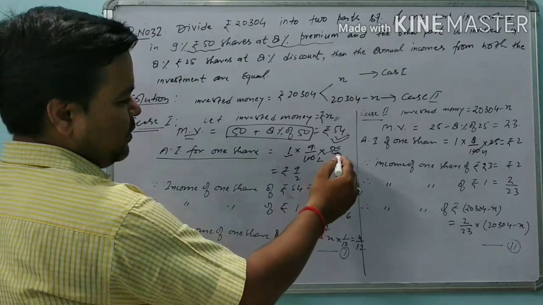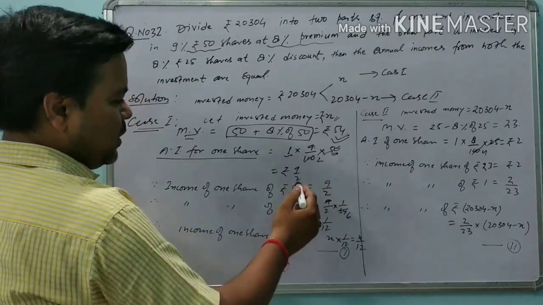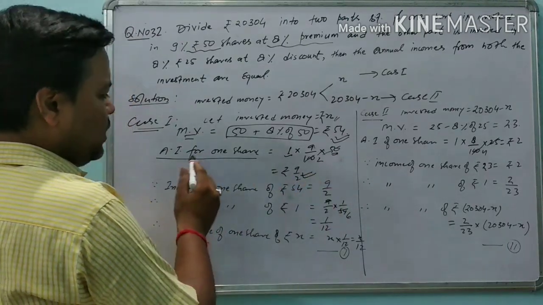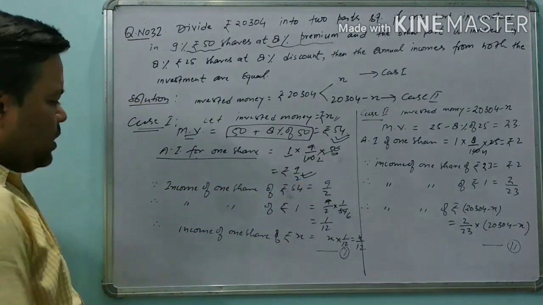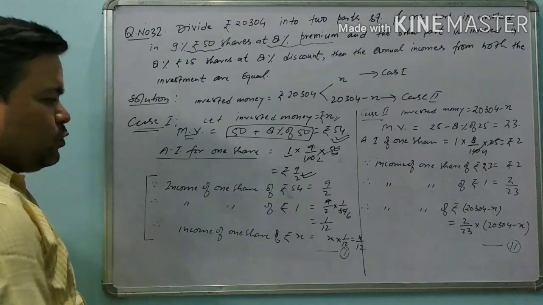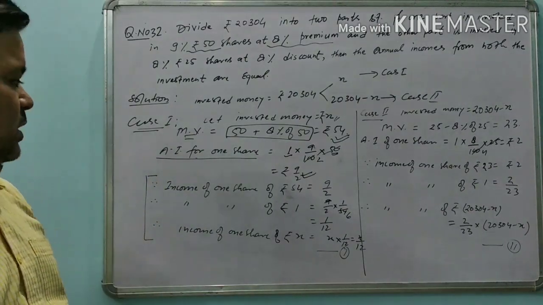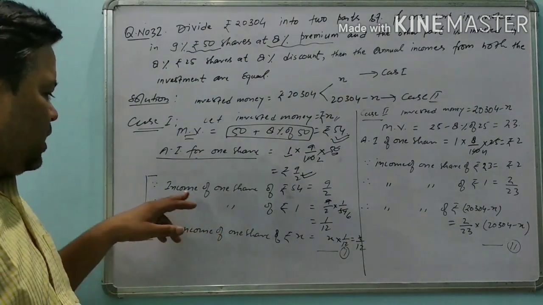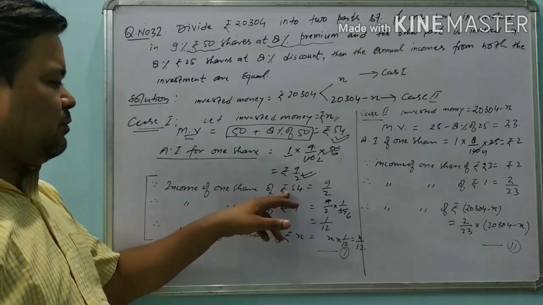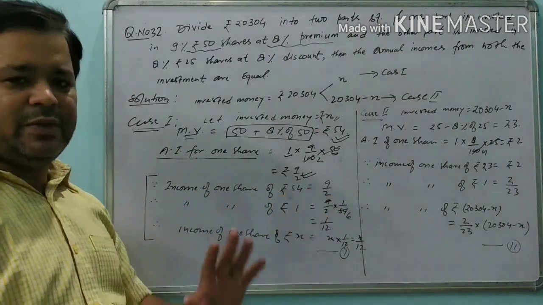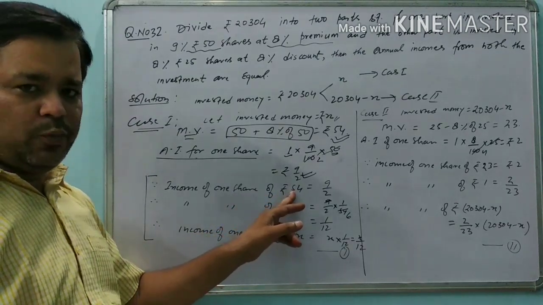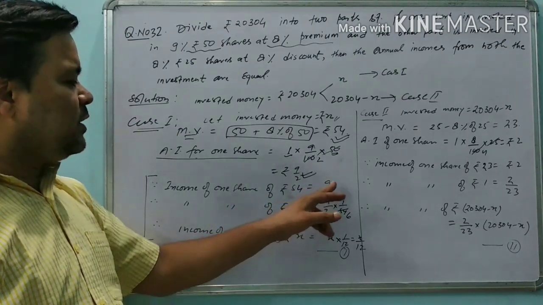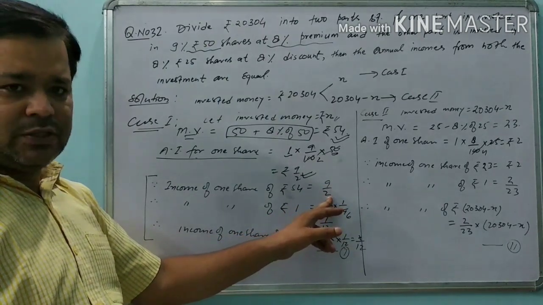Into face value, that is 50. After calculating, we find that the annual income for one share will be 9 by 2 rupees. Okay. Now we use the unitary method. According to that, income on one share of rupees 54 is 9 by 2. It means if the market value of one share is 54 rupees, then the annual income is 9 by 2 rupees.